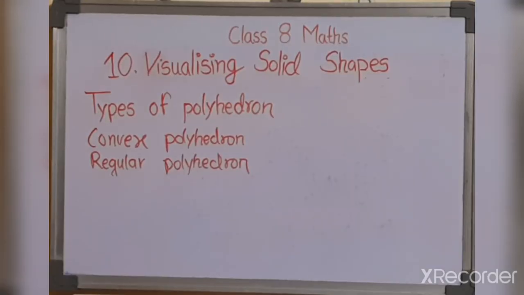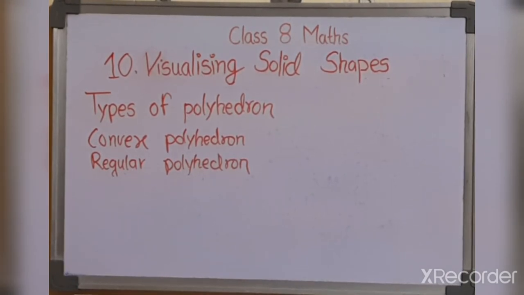Now we will see about types of polyhedron. The polyhedrons are classified as convex polyhedron and regular polyhedron. So what is convex polyhedron? Convex polyhedron is a polyhedron if and only if the segment connecting any 2 points in the interior of the polyhedron is itself in the interior or lies inside the polyhedron. In this, a segment which is connecting any 2 points in the interior of this polyhedron should lie in the interior of the polyhedron.